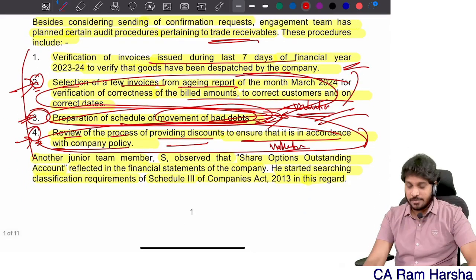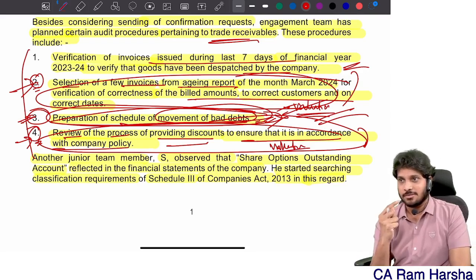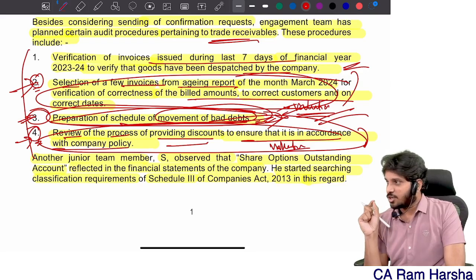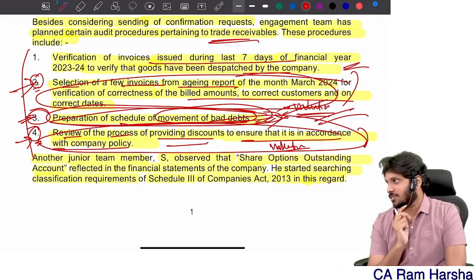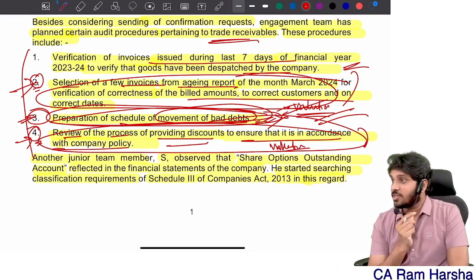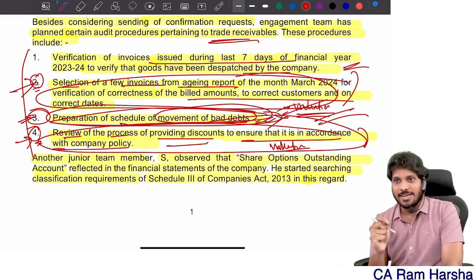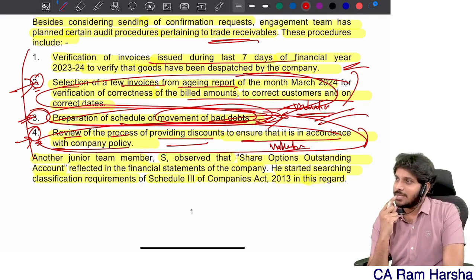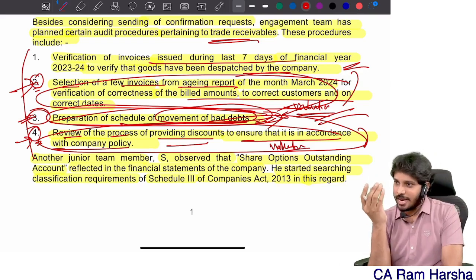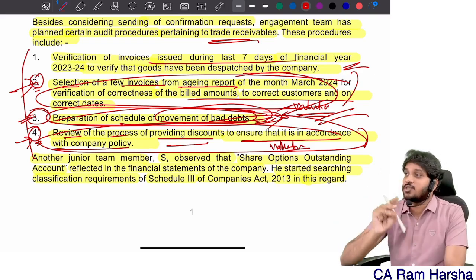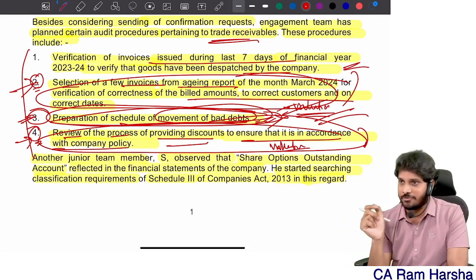Bad debts will not come in cash sales. Sorry, cash basis of accounting. If books of accounts are maintained on cash basis, sale is recorded not when the goods are delivered, but when cash is actually received. So in that case, will bad debt come? I may not record the sale itself. If at all I didn't collect the money, I will not record the sale itself. That's how bad debts will be taken care of in case of cash system of accounting.